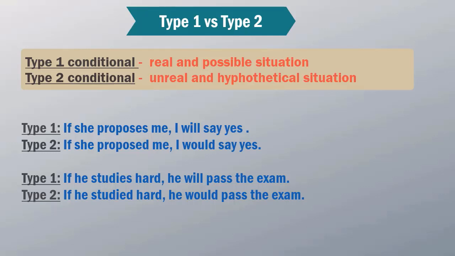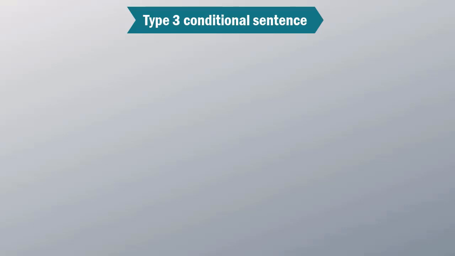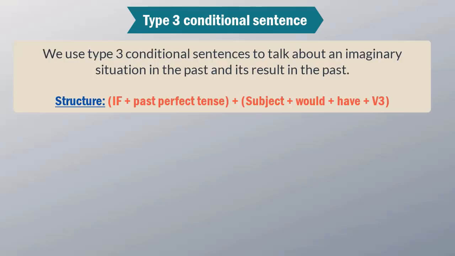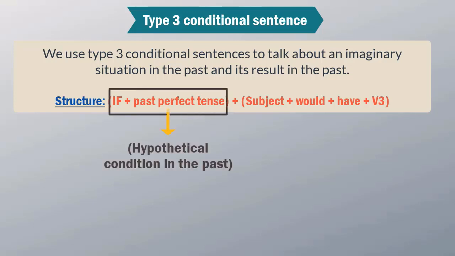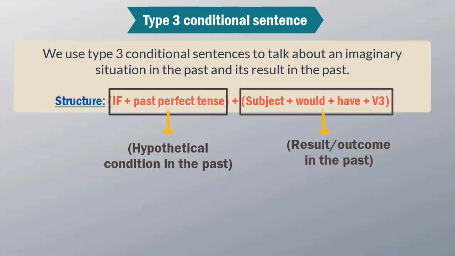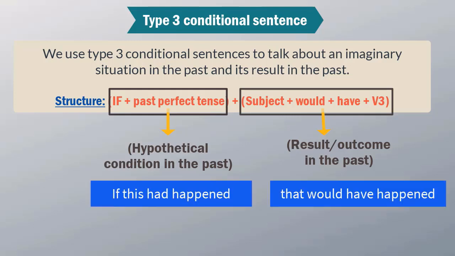Now let us talk about the last type of conditional sentence, the third conditional sentence. So guys, we use type 3 conditional sentences to talk about imaginary things in the past and their results and outcomes, that too in the past. Okay, so that is the structure. The if clause is in the past perfect tense. And the outcome has a subject followed by would plus have plus past participle. Subject, would, have, past participle. Alright? It basically means if this had happened, that would have happened.